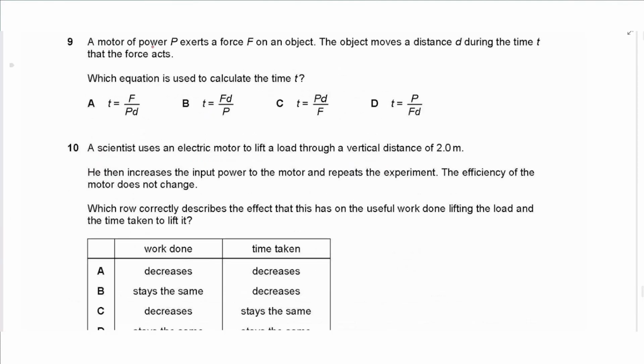Question 9 says a motor of power P exerts a force F on an object. The object moves a distance d during the time t that the force acts. Which equation is used to calculate the time t? So power is equal to the energy or the work done divided by time, and work is equal to force multiplied by distance. Then we divide by time. So if we exchange these positions, we have time is equal to force multiplied by distance divided by power. So the answer is B.